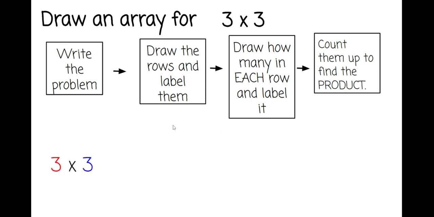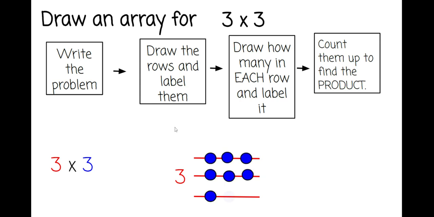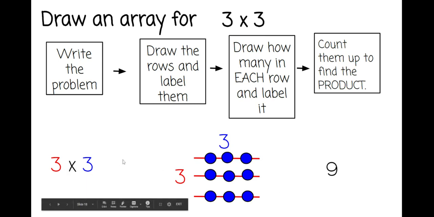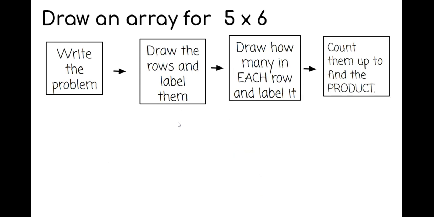Let's do 3 times 3. Let's draw the rows. 1, 2, 3. Let's draw how many in each row. 1, 2, 3. Both of our factors were 3. 3 rows of 3. Let's count them to find the product. 3, 6, 9. So 3 times 3 equals 9.